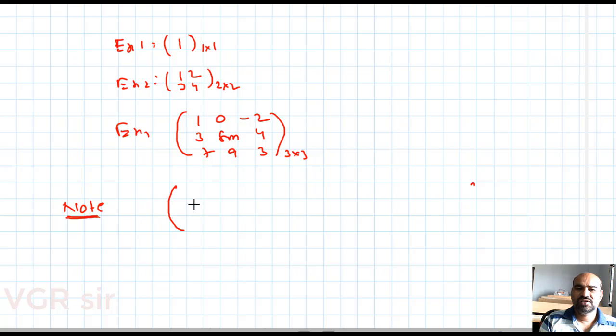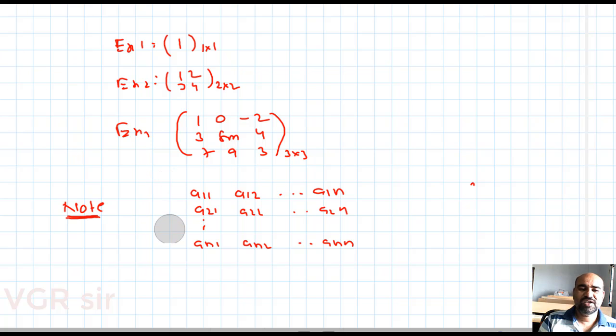For example, A11, A12 ... A1n, A21, A22 ... A2n ... An1, An2 ... Ann. What is the meaning of this? This is an n by n matrix, a square matrix.